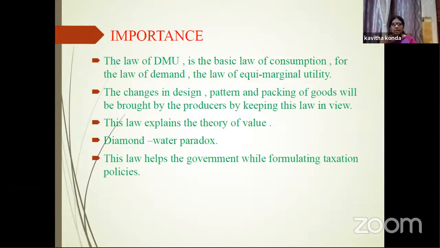And the equimarginal utility also: the DMU theory is also the basis for the equimarginal utility. Equimarginal utility means acquiring with a limited income, how the consumer will be satisfied across different types of goods. It will be decided how the marginal utilities of different goods can be equalized according to this law. So it will be explained.